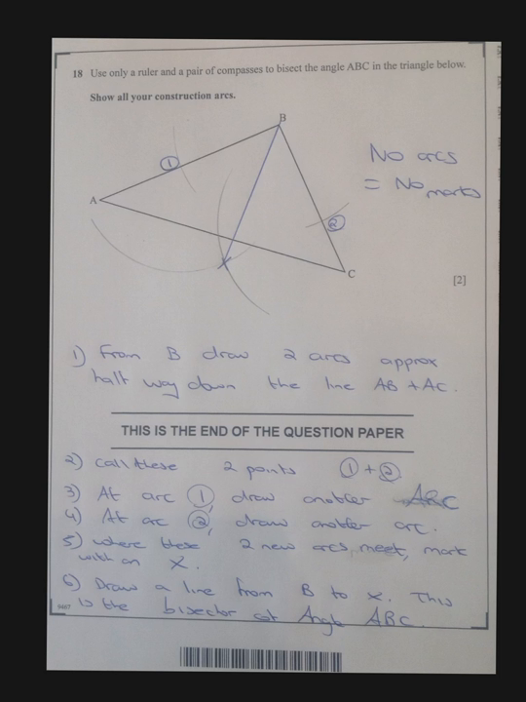Here's a good way to remember. If you have no arcs, these are the arcs. If you have no arcs, you get no marks. Alright, so the first thing you do is with the compass. From B, so put your compass point at B. Draw 2 arcs approximately halfway down the lines AB and AC.